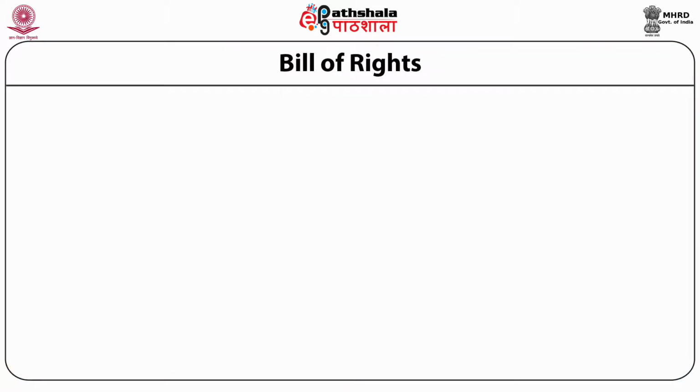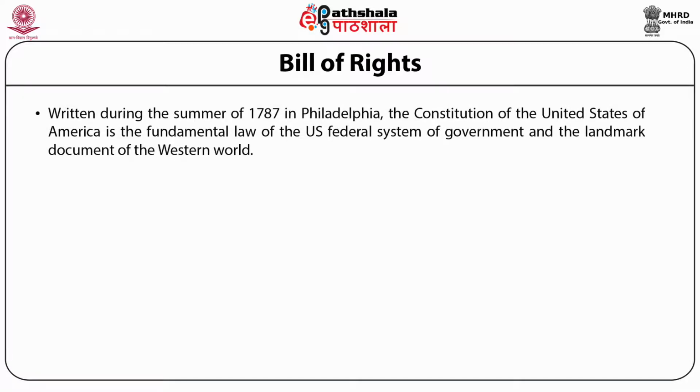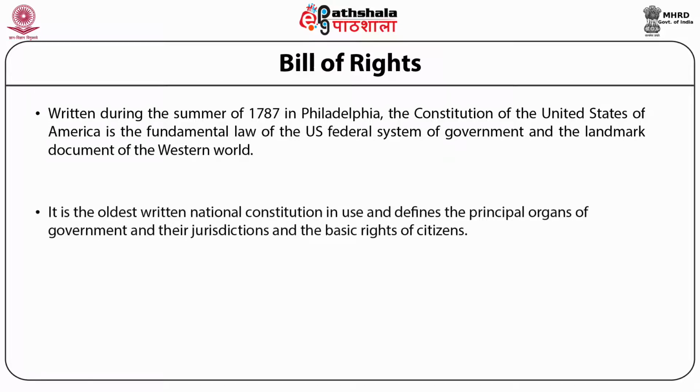Now let's come to the Bill of Rights. Written during the summer of 1787 in Philadelphia, the Constitution of the United States of America is the fundamental law of the US federal system of government and is the landmark document of the Western world. The United States Constitution is the oldest written national constitution in use, and ergo, the United States is the oldest democracy as well.